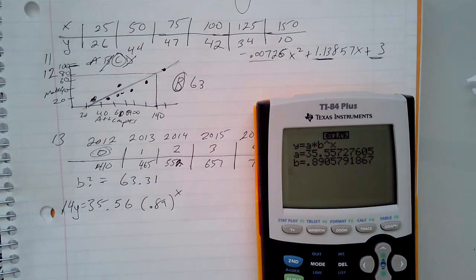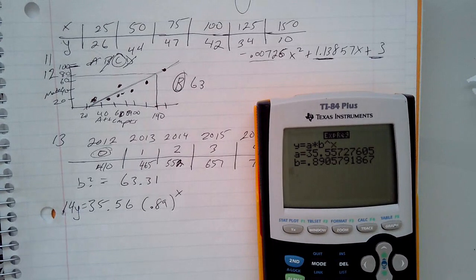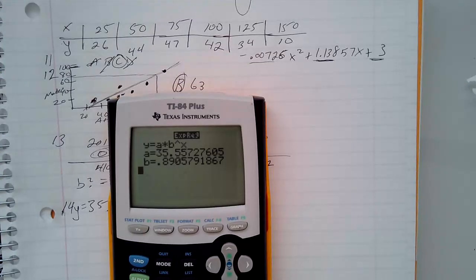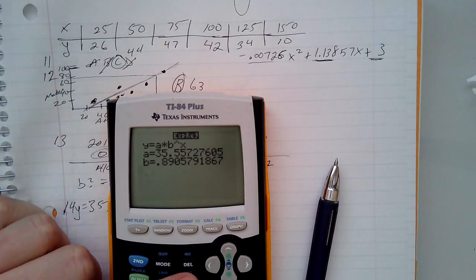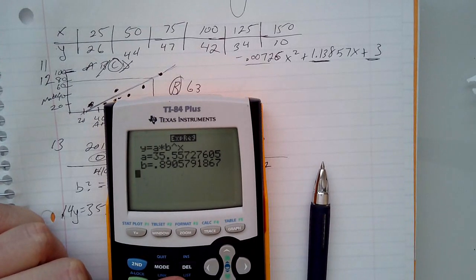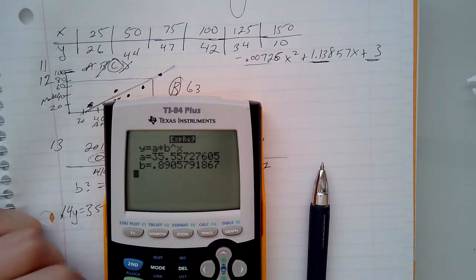All right. 15. How many more do we have? Oh, I might have to make 3 videos. Number 15, use a graphing calculator to find an exponential function that best fits the data. Remember, it said exponential again. And then it says use your function to estimate the value of y when x is 15. All right.